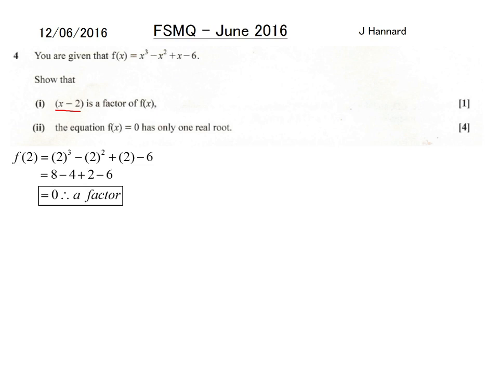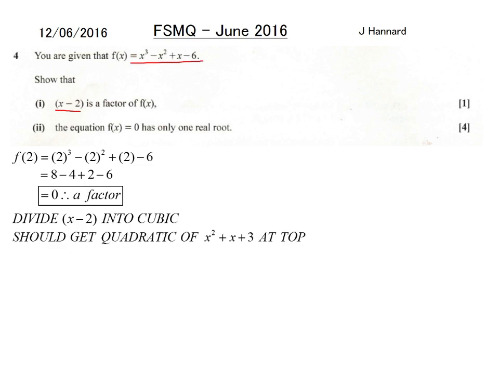Next, we're showing that the equation f of x equals 0 has only one real root. Well, first of all, you have to divide your x minus 2 into the cubic to get that. So we should get a quadratic of x squared plus x plus 3 when we do a little bus shelter, and we'll say x minus 2 there, and we've got a cubic there, and then we'll say, what do I times this x by to get this here, which will be that x cubed, by the way. And then we'll say x squared, we'll put on top, times throughout, subtract, and you'll end up with 0 at the bottom somewhere down here, and you'll know you've done it right, and you'll get that on the top.